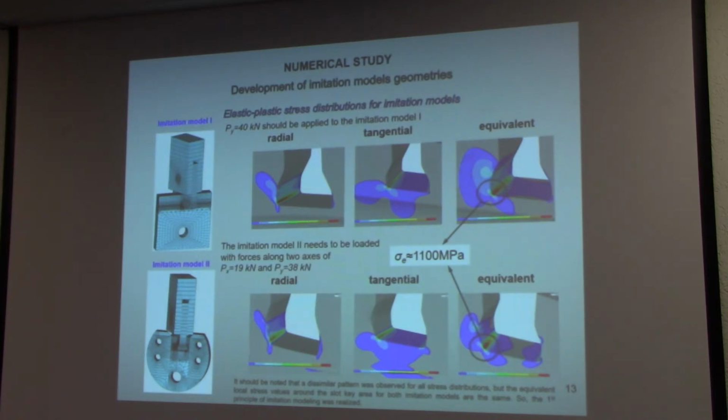It should be noted that a similar pattern was observed for all stress distributions, but the equivalent local stress values around the slot key area are the same and coincide with the maximum value of equivalent stresses in the compressor disk. So the first principle of imitation modeling was realized.